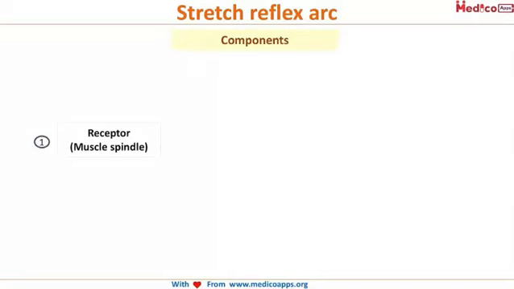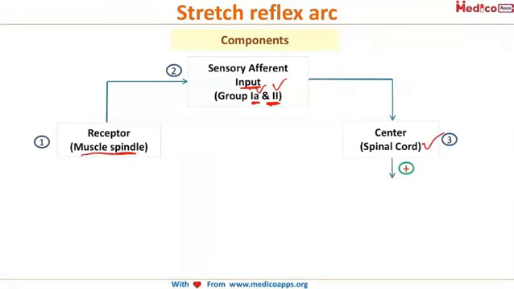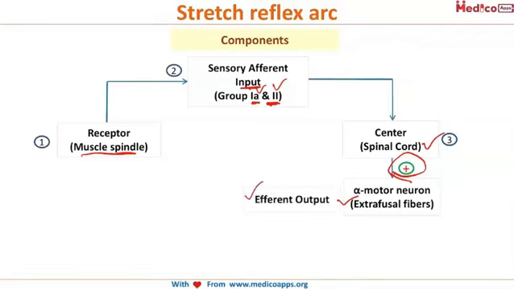Now let's look at the stretch reflex arc. The first component is the receptor, which is the muscle spindle. From here, via the sensory afferent, the input will be group 1A and 2. We have just seen where these are. These relay to the center, that's nothing but your spinal cord. From here, the alpha motor neurons are stimulated. These are present in the extrafusal fibers, and in the spinal cord the alpha motor neurons are stimulated, which gives the efferent output. This efferent output will ultimately result in our muscle contraction.